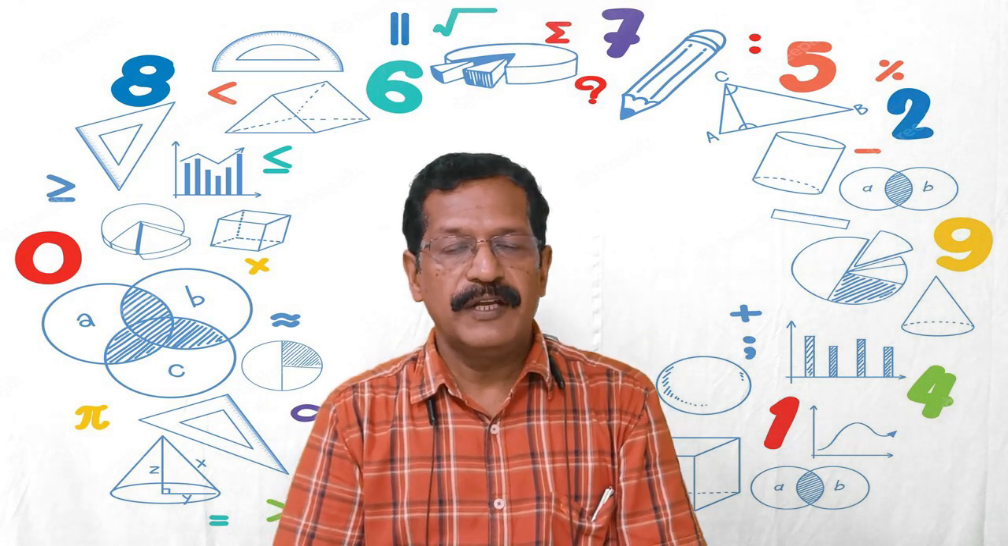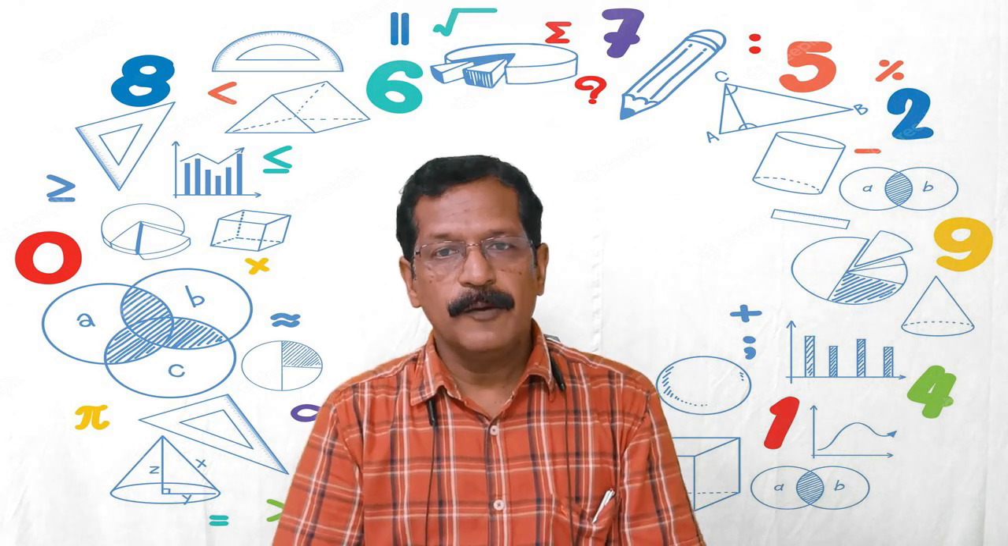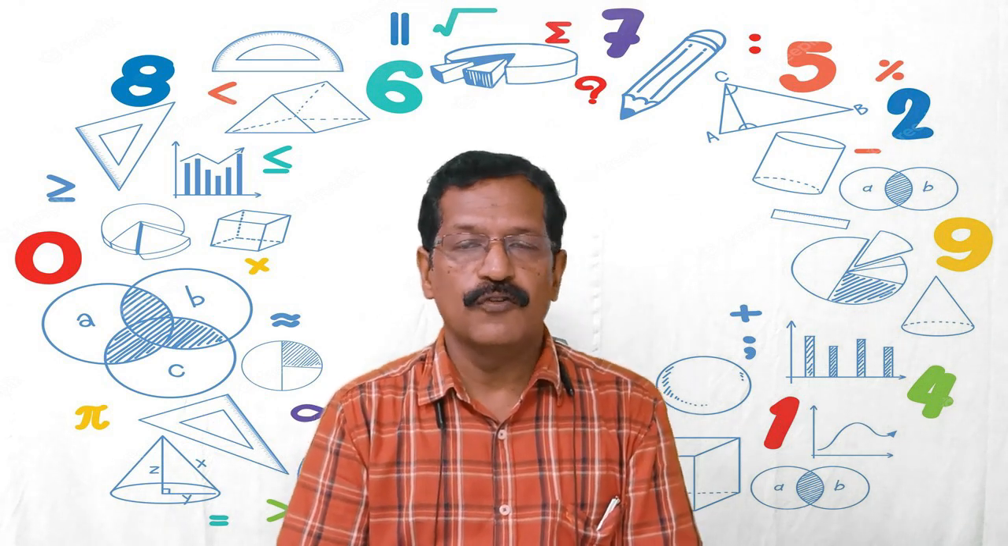A fraction of a number represents a part of a whole. This whole may be a single object or a group of objects.